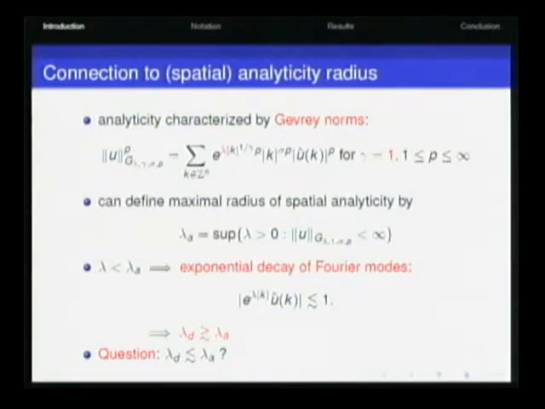Then one can define the maximum radius of spatial analyticity by taking the supremum over the lambdas for which the Gevrey norm is finite. And of course, just by definition, you get the exponential decay of the Fourier modes when this norm is finite. And so this implies that the dissipation length scale is at least as large as the radius of analyticity. And so the question would be, does the reverse inequality hold? And if not, then how far away?